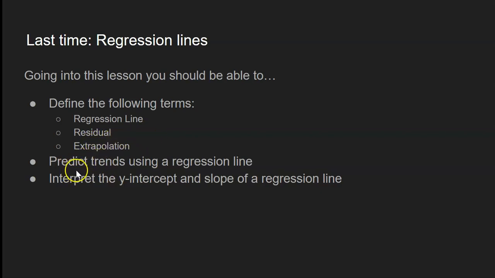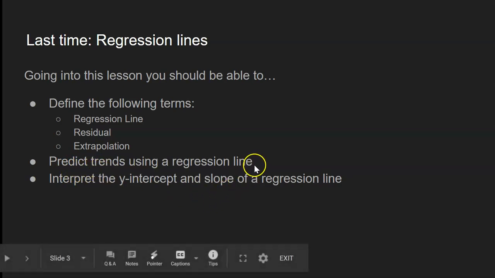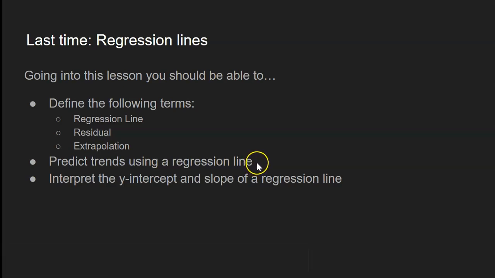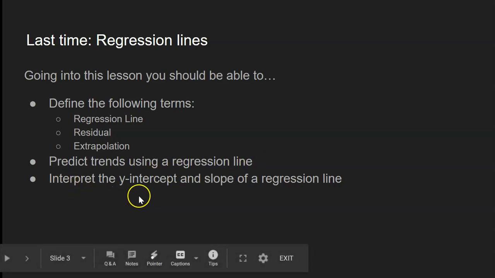Second, predicting trends using a regression line. That was an objective from last time as well, and it will definitely help when we talk about outliers later today. And finally, interpret the y-intercept and slope of a regression line. This will be very useful when we actually do some calculation by hand. So it's very nice to have that sitting around in your brain.